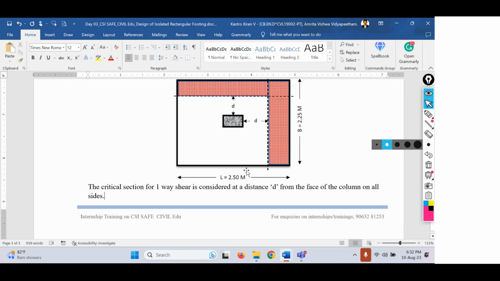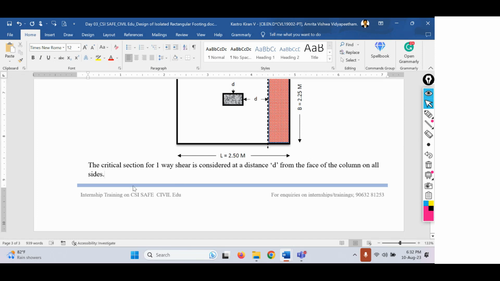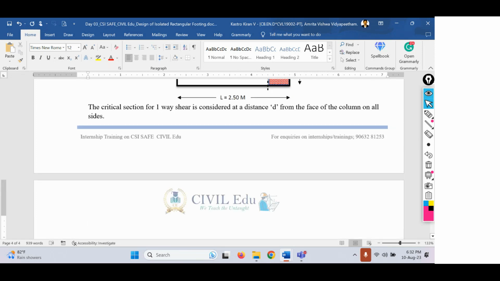Right. So now let us find out the critical shear force, that is the capital V. Shear force is represented with capital V. So here, we have to calculate the shear force both along the length as well as along the width direction.